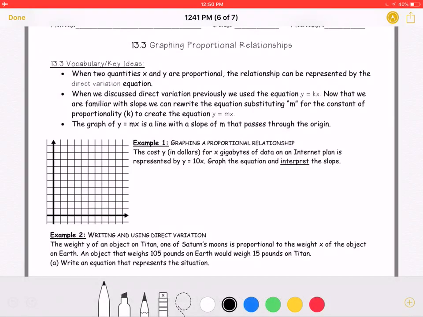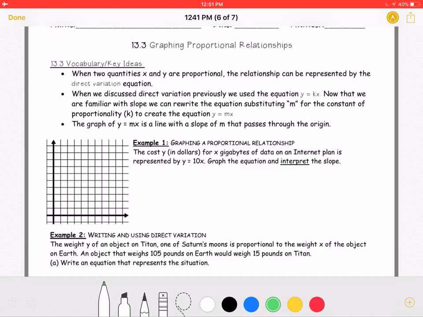All right, moving on to our next lesson, lesson 3, graphing proportional relationships. Let's look at some vocab. When two quantities, x and y, are proportional, the relationship can be represented by the direct variation equation.